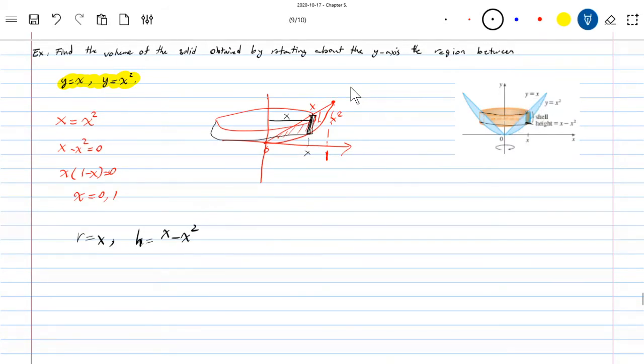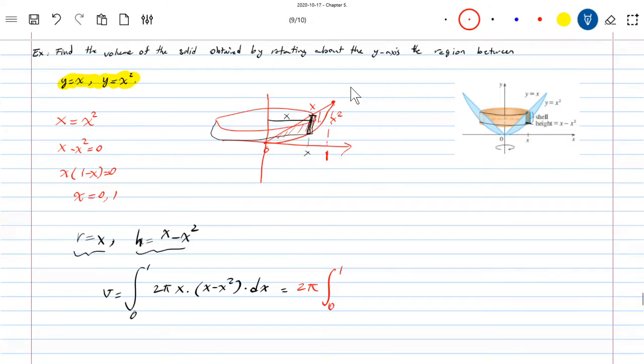And so we can calculate the volume. Try to always figure out what the radius is and what the height is. Then you can replace it in the formula. From 0 to 1, we found the boundaries. 2 pi times the radius, x, times the height, x minus x squared, times the thickness, dx. At this point on, it's just a simple integral. And always do this: keep the 2 pi out, evaluate the integral. Distribute the x. We get x squared minus x cubed dx. And this is 2 pi.